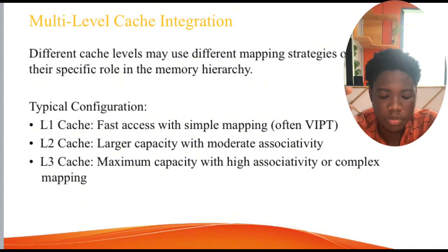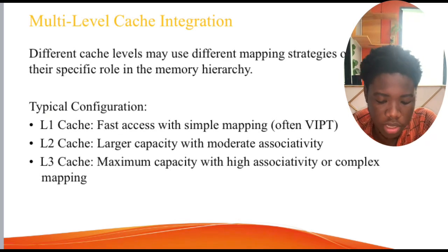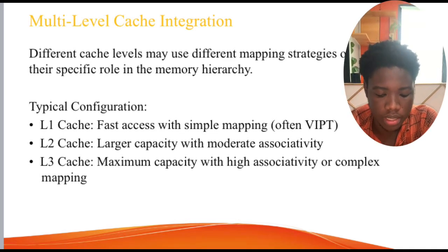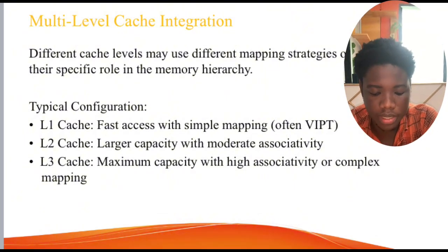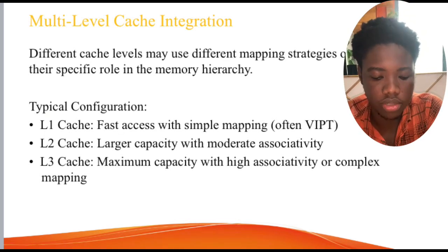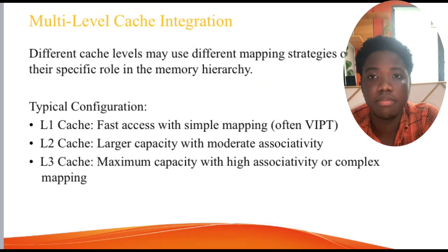And then we will talk about multiple level cache integration. Different cache levels may use different mapping strategies to optimize their specific role in the memory hierarchy. As we said earlier, we've talked about the memory hierarchy already. A typical configuration is the L1 cache, fast access with simple mapping, then the L2 cache, larger capacity with moderate associativity, then the L3 cache, maximum capacity with high associativity and complex mapping.